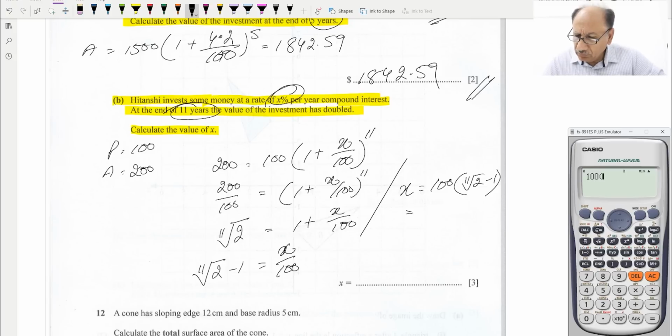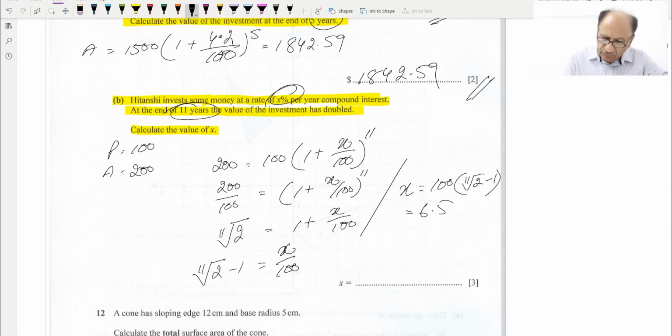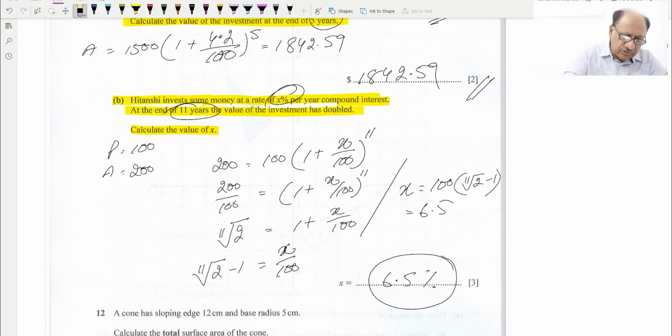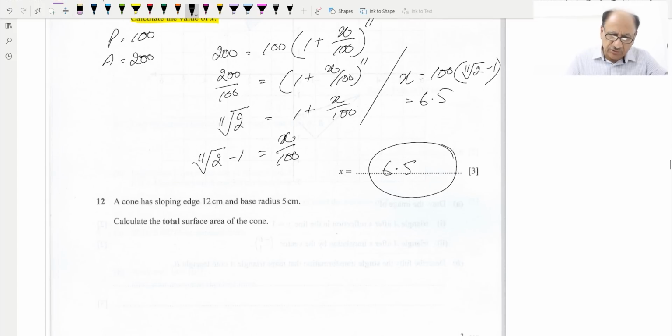So this one, and 11, and then this will be 2 and minus 1, and this will be bracket close, and this is equal to 6.5. So 6.5 will be our x value, basically percentage. No need to write the percentage sign, 6.5 will be the answer because they are mentioning x percentage here, so we'll be just mentioning 6.5.